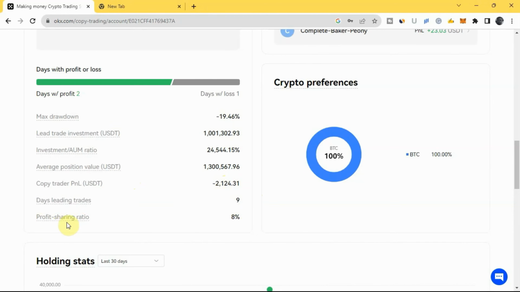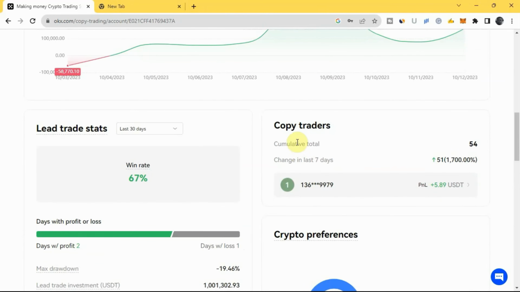And I see the profit sharing ratio, which is 8%. Now, this profit sharing ratio means the trader will take 8% of your profit whenever you make profit. So if you make $100 profit, this trader will take $8 from your profit. That's the meaning. So you need to take note of that. And then if you come right here to where you have copy traders, so you can see cumulative total, you can see 54 traders.